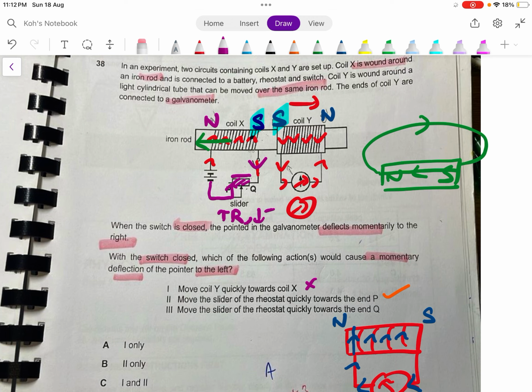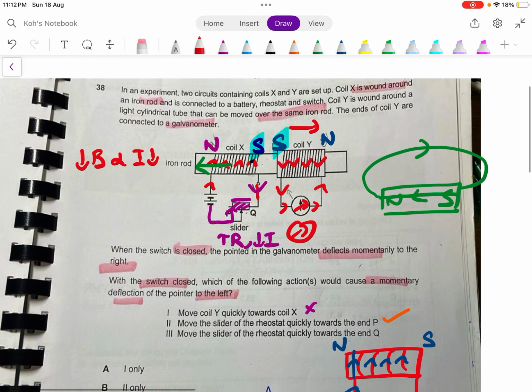So when the current decreases, the magnetic field will decrease as well, because magnetic field and current are directly proportional. So if your current decreases, it means that the B field decreases as well. Okay, so what happens to X and Y? When your current decreases, your B field decreases, meaning that coil Y actually experiences a decreasing magnetic field in this direction. So maybe I just draw this.